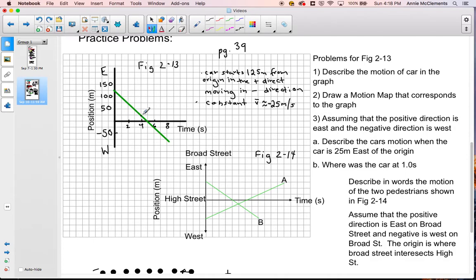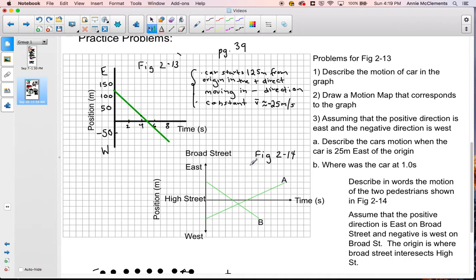And it seems actually that the motion hasn't changed all that much since it left the origin, right? It's still moving at a constant velocity of negative 25 meters per second in the negative direction, okay? So we could use something similar to what we answered for question 1, right? For 3A, describing the car's motion, it's moving at negative 25 meters per second at a constant velocity, okay?